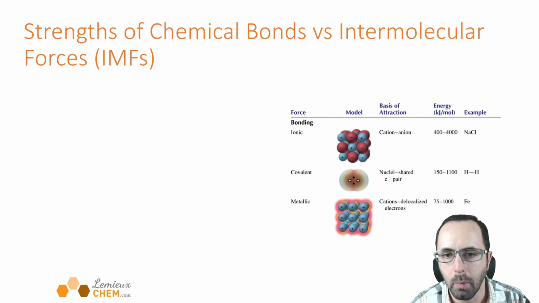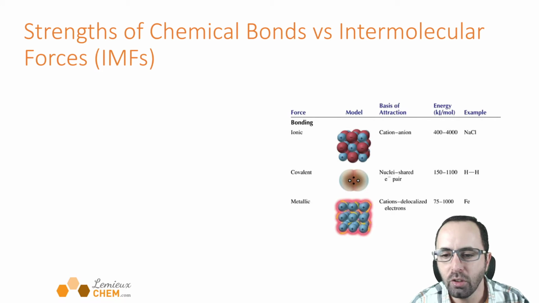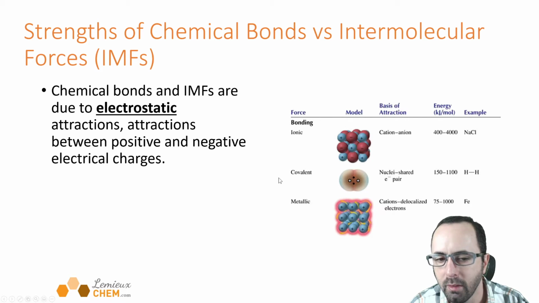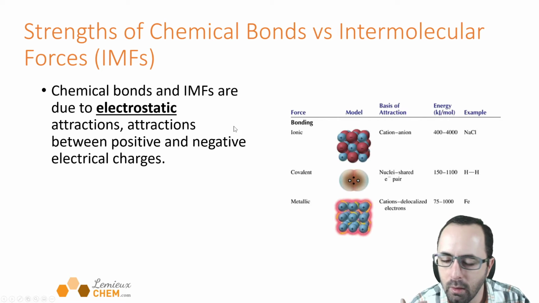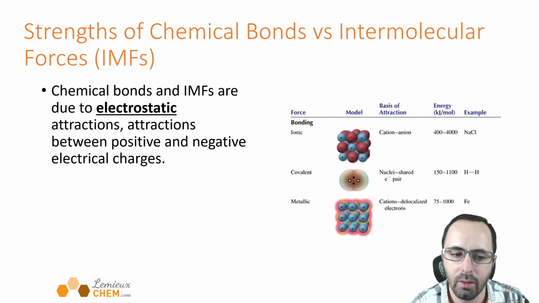So let's talk a little bit about the strength of the bonds and attractions. The attractions between ions are very, very strong. It's an attraction between positive and negative electrical charges, and we call that electrostatic attraction. Really, describing all of chemistry and chemical reactions has everything to do with these electrostatic attractions, attractions between positive nuclei and negative electrons.